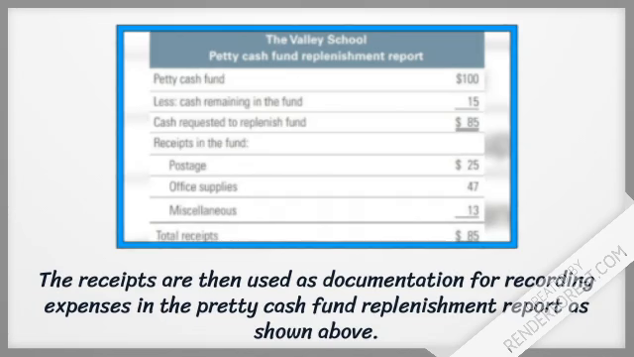As you can see, 3 receipts were collected: a $25 receipt for postage, a $47 receipt for office supplies, and a $13 receipt for miscellaneous.